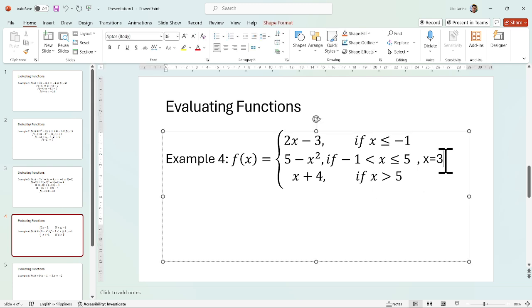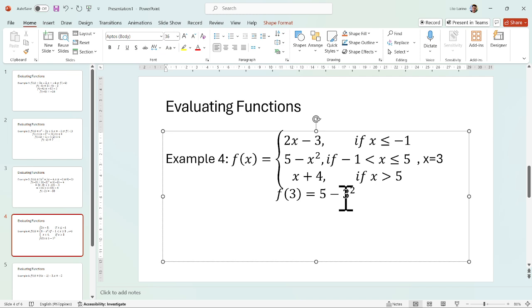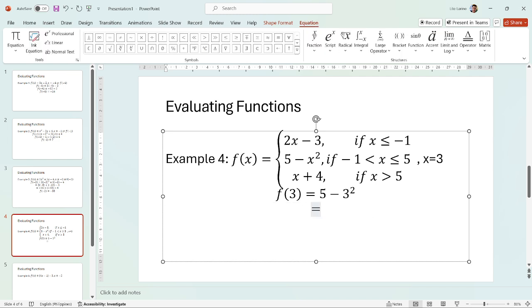And that is f of 3 is equal to 5 minus, substituting our x value, 3 squared. That equals 5 minus 9, since 3 squared is 9.